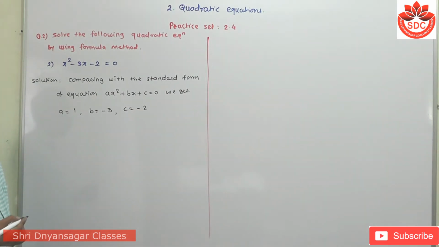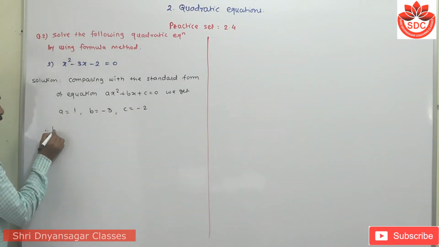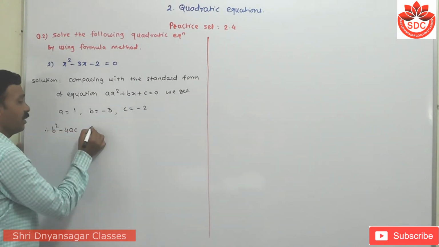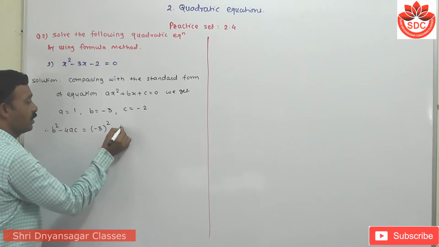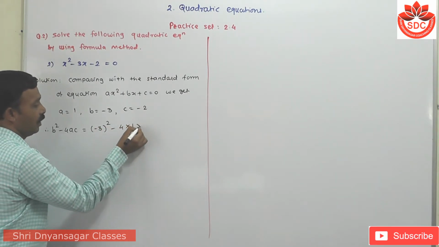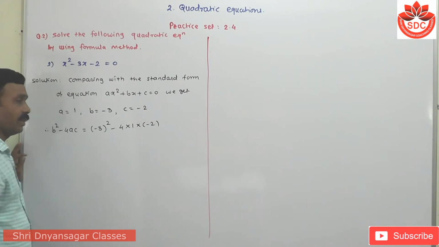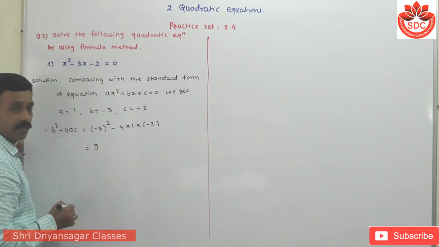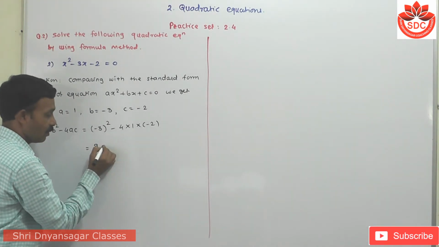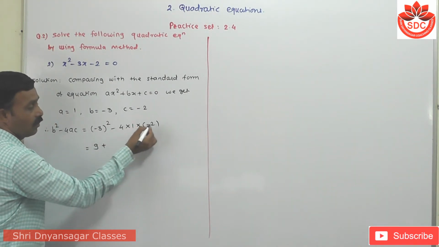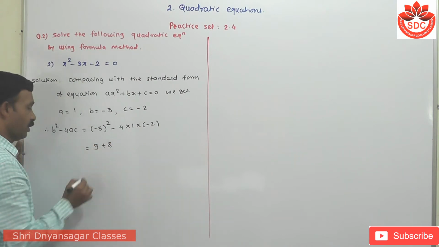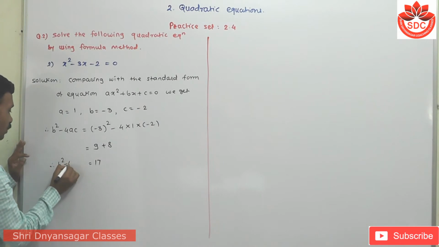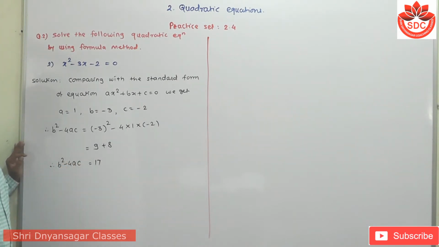Student, first find out the value of b square minus 4ac. Therefore b square minus 4ac: b is minus 3 square, minus 4 into a is 1, into c is minus 2. Square of minus 3 is plus 9. Minus minus again plus. 4 times 1 is 4, 4 times 2 is 8. Then this addition becomes 17. Therefore the value of b square minus 4ac is equal to 17.